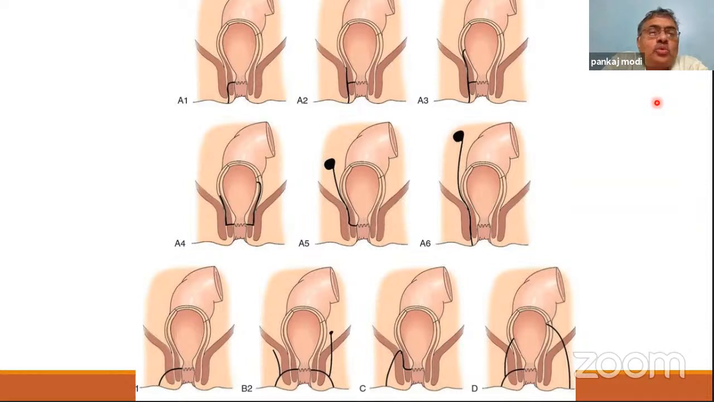So causes are two. The first cause is the patient might have been operated for perianal abscess, presented with perianal abscess, and an incision and drainage is done. During that time, there might be iatrogenic injury.